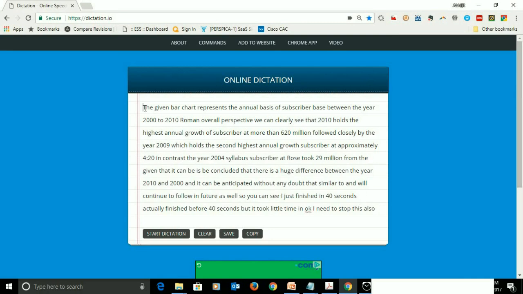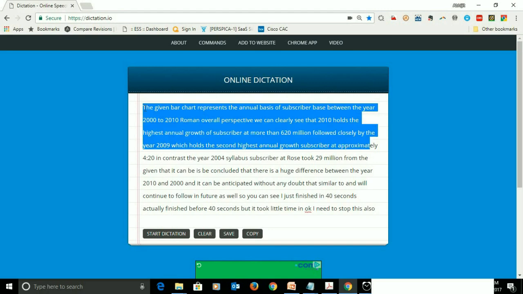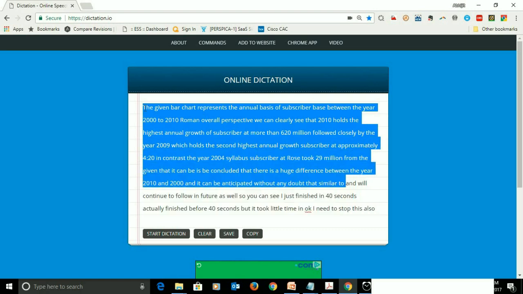So the given bar chart represents the annual base of subscriber base between the year 2000 2010. Overall perspective, we can clearly see that the year holds the highest annual growth of subscriber, more than 620. So it can be anticipated without doubt the similar trend will continue to follow in future as well. So this much I spoke.